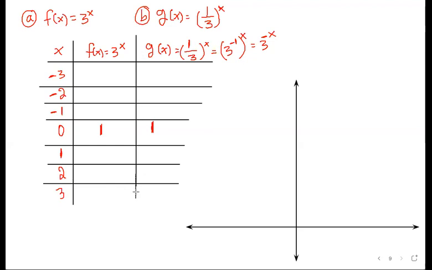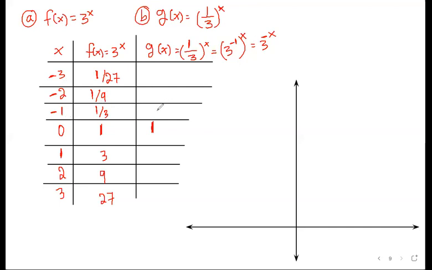Now for the other points: 3 to the 1 is 3. 3 to the 2, 3 squared, is 9. 3 to the 3 is 27. What about the minus 1? 3 to the minus 1 is 1 over 3. 3 to the minus 2 is 1 over 9. 3 to the minus 3 is 1 over 27.